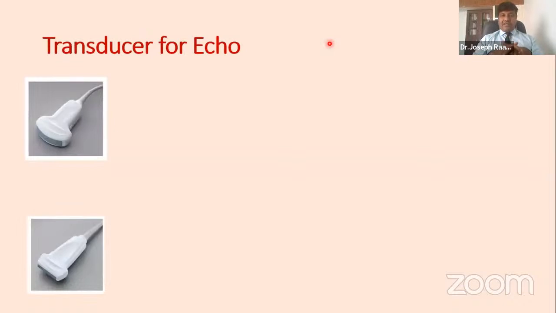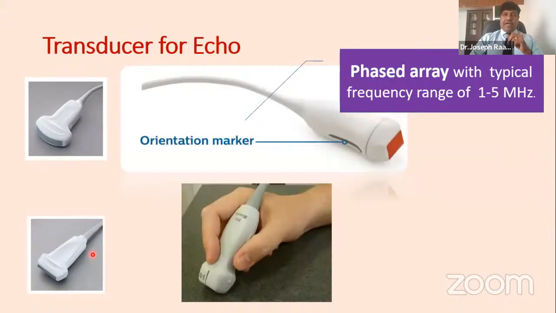Okay, let's start with the transducer. What type of transducer should we have? As anesthetists, we are very much familiar with the high frequency linear probe as well as the curvilinear probe. But for doing an echo, you need what is called a phased array. So this is the phased array. If your ultrasound machine comes with this probe, kindly examine it.